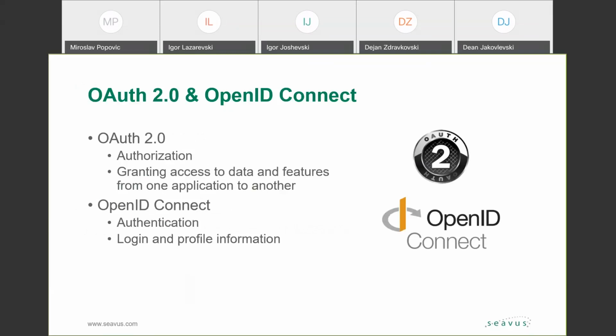So what are OAuth 2.0 and OpenID Connect? Those are the current standards for authorization and authentication. OAuth 2.0 is an authorization standard. It's used to grant access to some resources, data and features from one application to another. OpenID Connect, on the other hand, handles authentication. It handles login and can provide profile information about users.